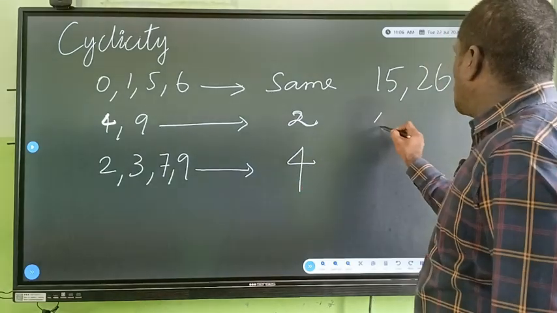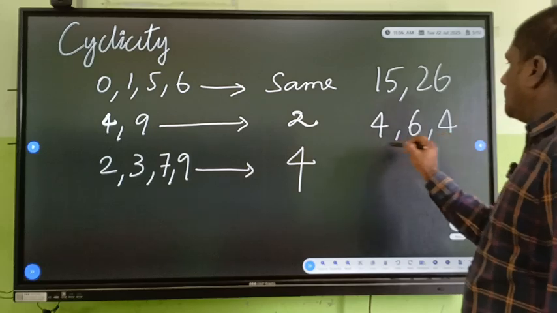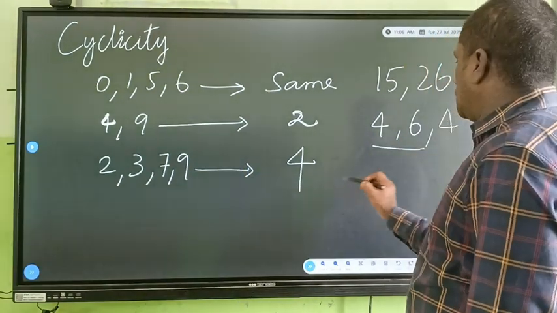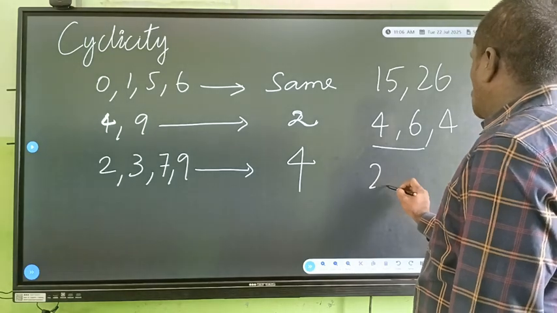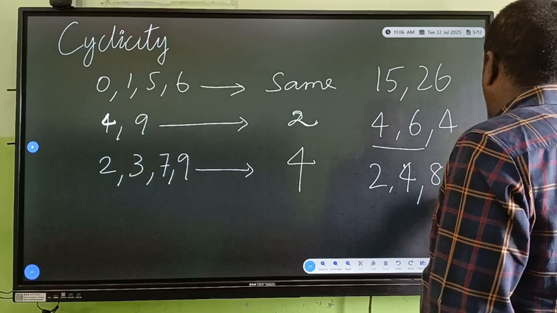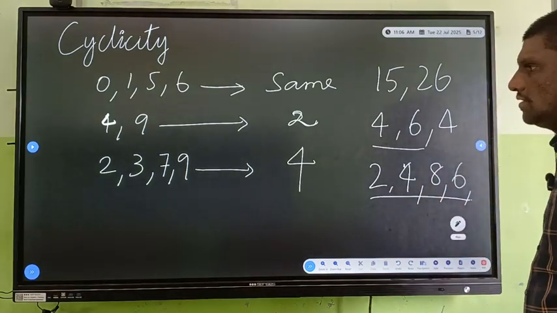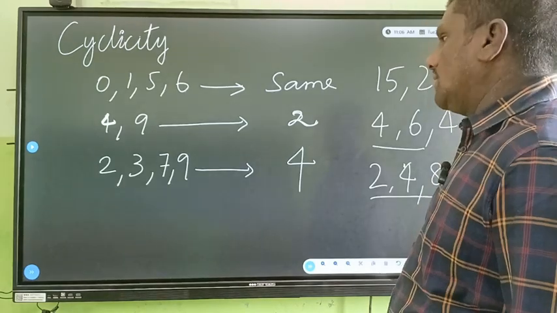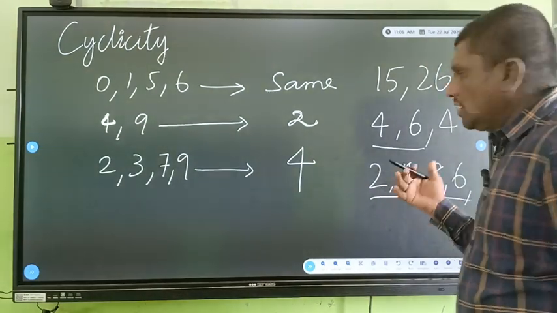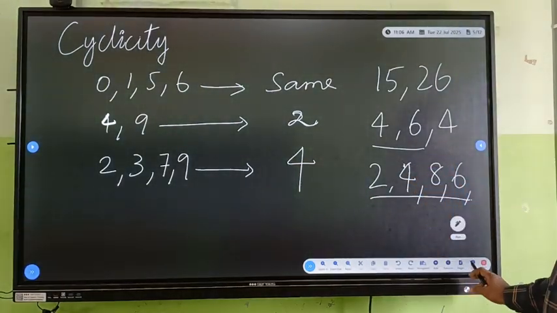Because 4 into 4 is 16, then again 4. So the cyclicity is 2. For 2, 3, 7, 8 it is 4. Because for example, take 2: first there is 2, then followed by 4, then 8, then 6, and again 2 will come. So 4 is the cyclicity of 2, 3, 7, 8. So if the power is divisible by 4, you will get the same last number. We will see some problems in this.